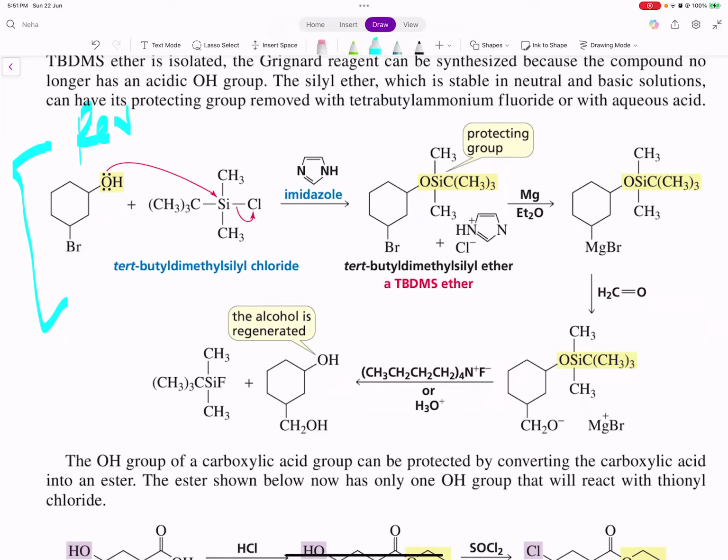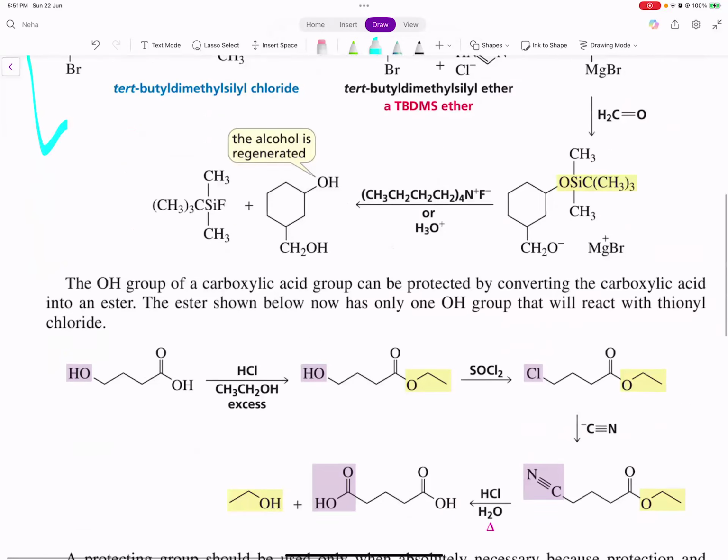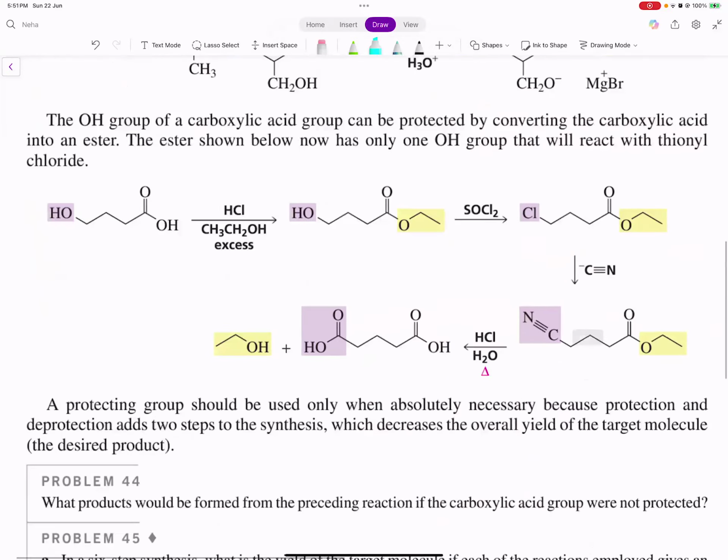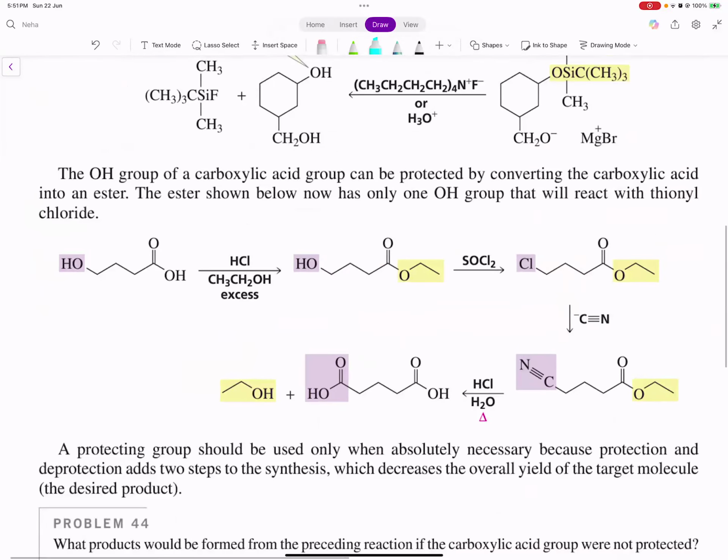See, in this case, they're basically protecting the alcohol group by using this. Just leave it for the meantime. Now, the other thing which is our business is that the OH group of a carboxylic acid can be protected by converting the carboxylic acid into an ester.